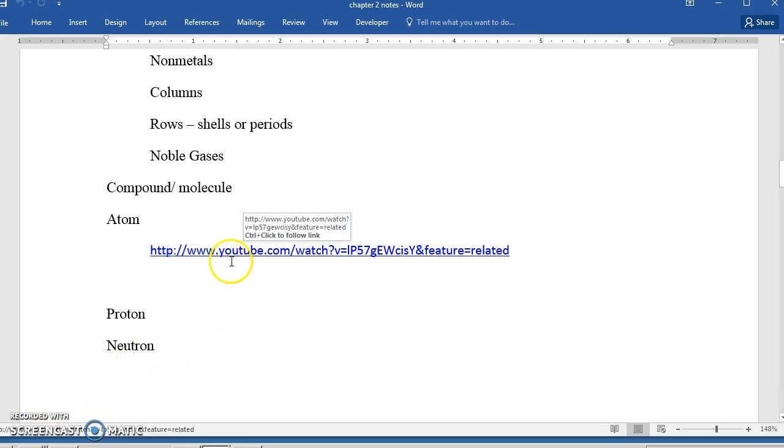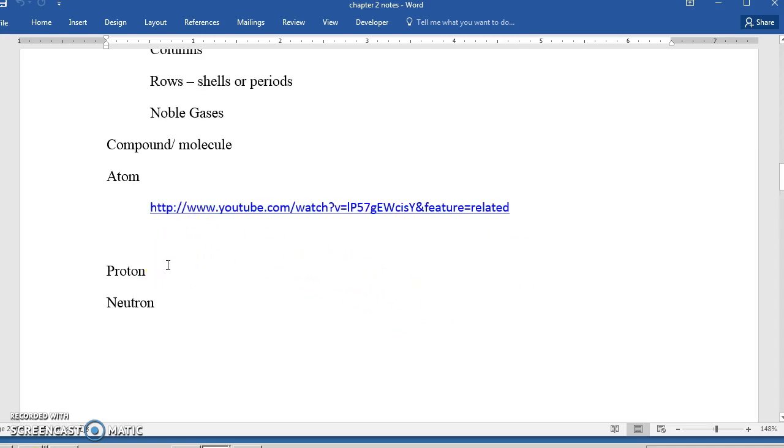I do have a URL listed here that if you wanted to go and watch, it has some information about the atom that seems to be fairly accurate. The URL is http://www.youtube.com/watch?v= looks like an L, capital P, 57 G, capital E, capital W, CIS, capital Y, ampersand, the word feature, equals related. Hopefully that'll get you there.